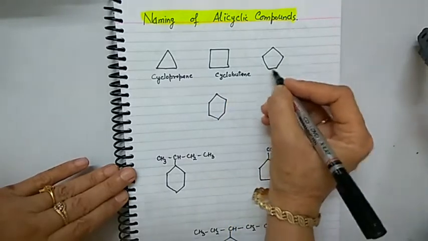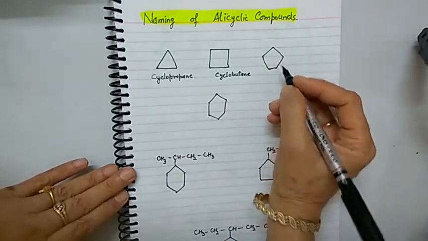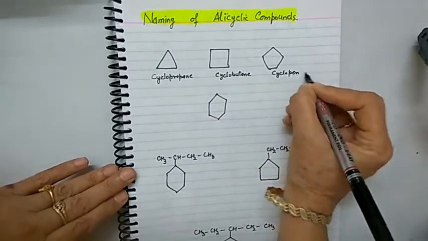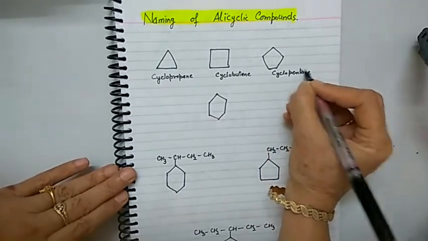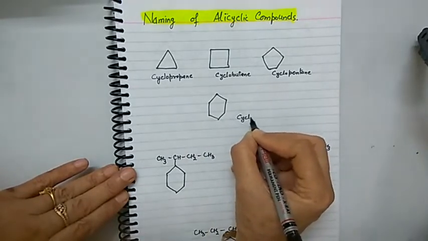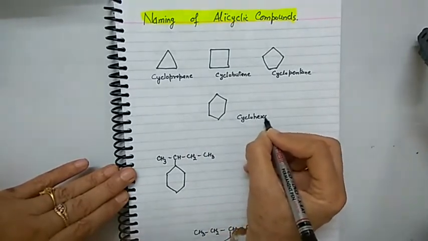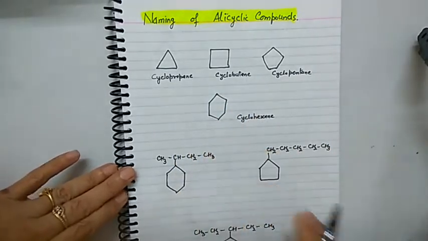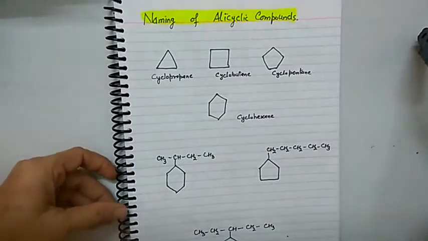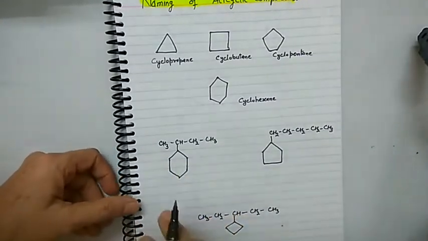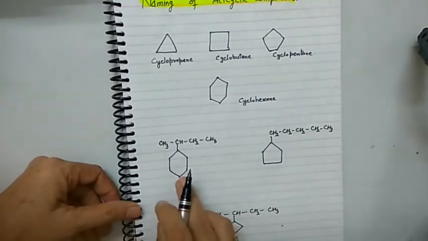This has 5 carbon atoms and it is a saturated hydrocarbon. It is called cyclopentane. Similarly, this is called cyclohexane. Clear? These are the simple structures, but there are many compounds in which side chains are also present along with the ring structure. How to name those compounds?